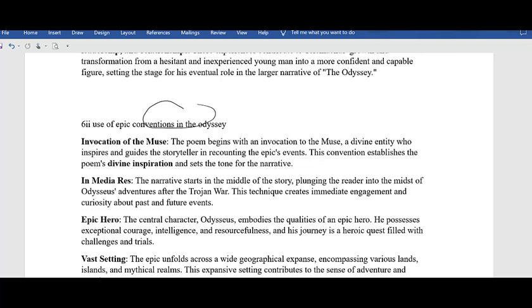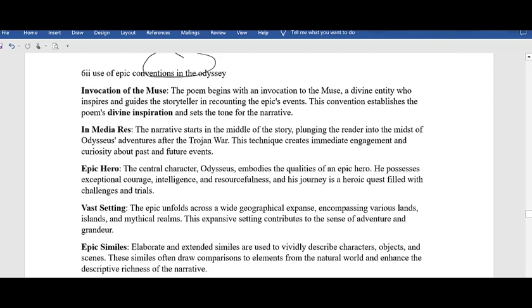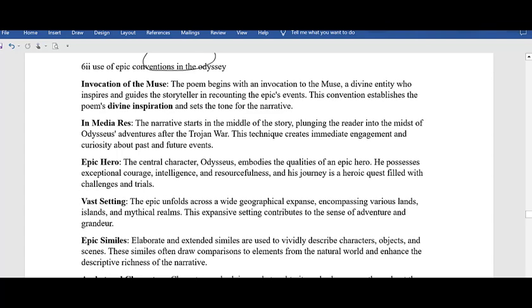So I'll just read out what the epic conventions are here. The invocation and the muse. You would know that epics begin with an invocation, with a divine inspiration that leads to the creation of this great work. Then it starts in the middle, which we call in medias res. So you don't know where it begins. The story is actually from the middle. Part of the story has already happened when the story starts being told to you.